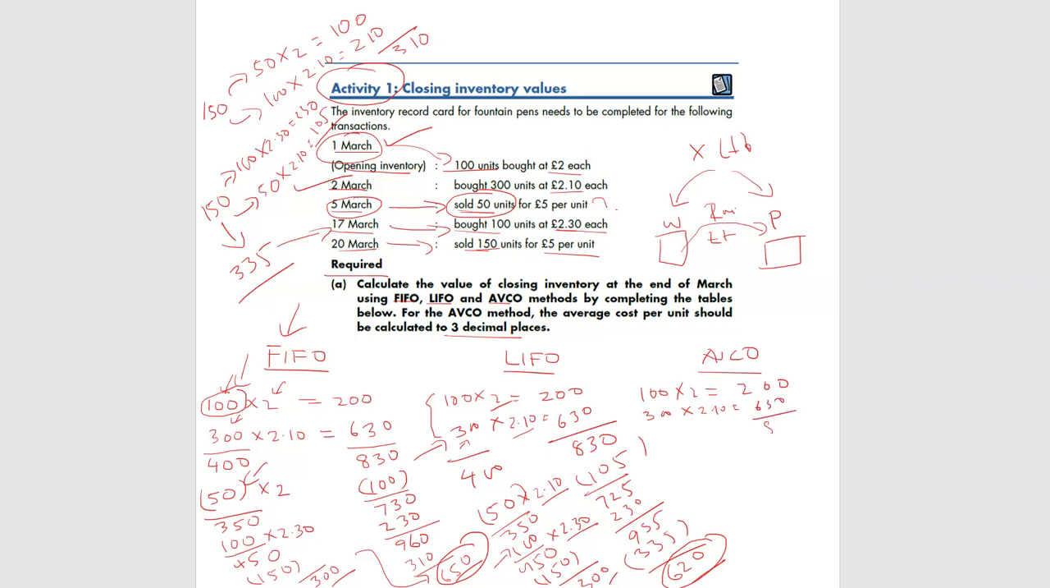And the total is 830. Unit is 400. Up to here is same for everyone anyway. And after that, what we do before we issue, we make the average. How we make the average? So we said 830 divide 400.